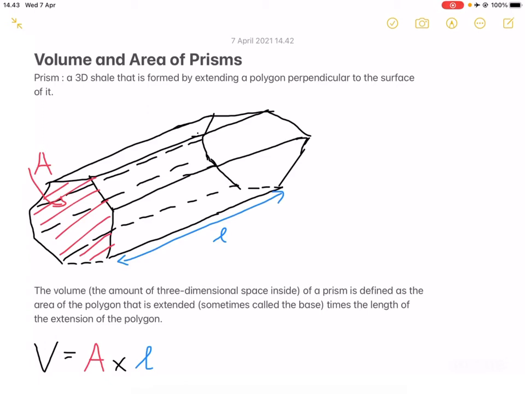Today we're going to look at volume and surface area of prisms. So we're going to talk about what prisms are and the formula for the volume of a prism.